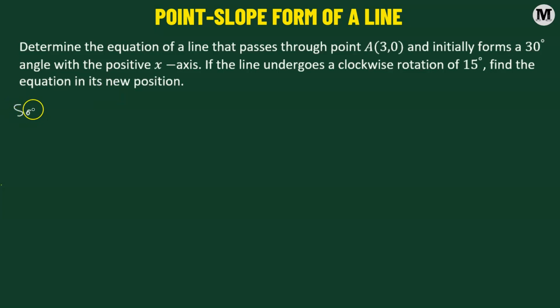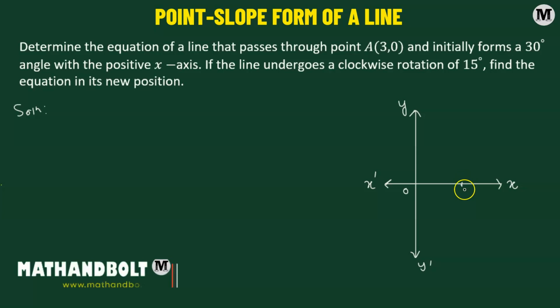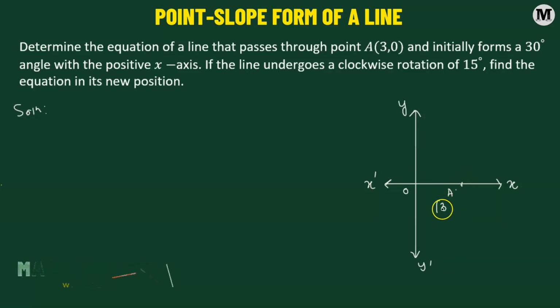So let us begin. First, we'll consider the coordinate axis. We begin by considering the point A on the x-axis, which has the coordinates (3, 0). Now we are going to pass a line through the point A, and it's going to make an angle of 30 degrees with the positive direction of the x-axis. So here we have the line.